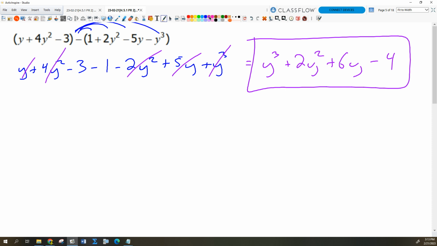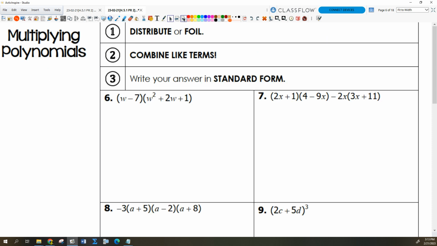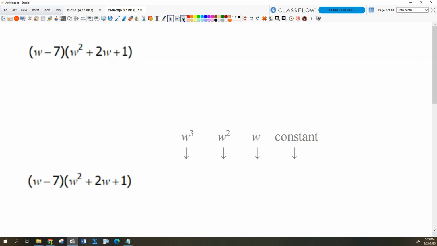What about multiplying polynomials? Well, multiplying polynomials is just about as easy. We're going to distribute and then combine like terms and then write our answer in standard form. So one example is enough for us to go through. We really don't need to do more than that. Let's look at number 6. But I want to do it 2 times. You'll see why. So first I distribute, right?